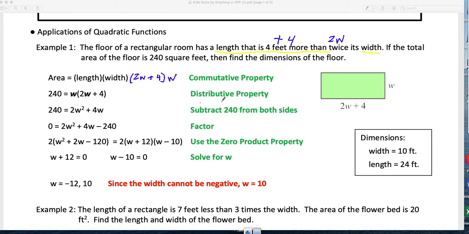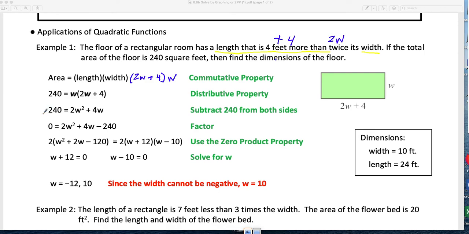All right, so the next thing I'm going to do is a distributive property. W times 2W is 2W squared. W times 4 is 4W. I am very nearly there. You can see where things are coming together. This is my x squared term. This is my x term. And I've got to do something with this.